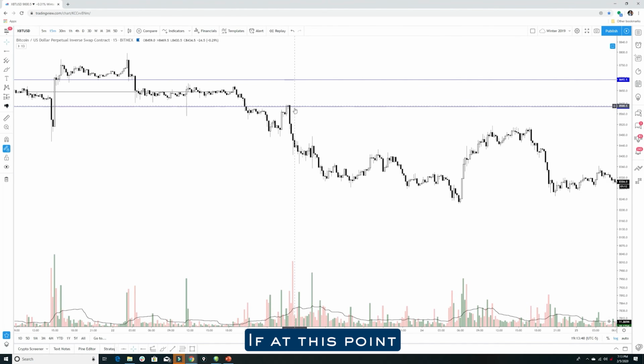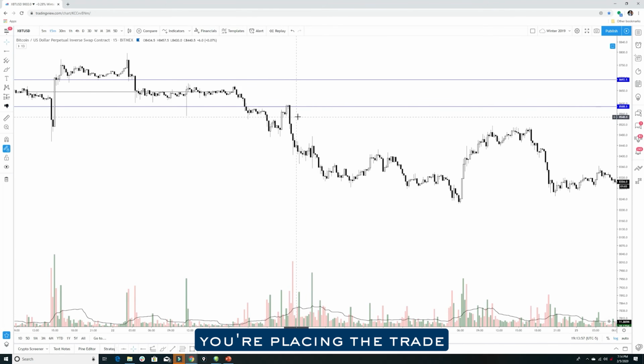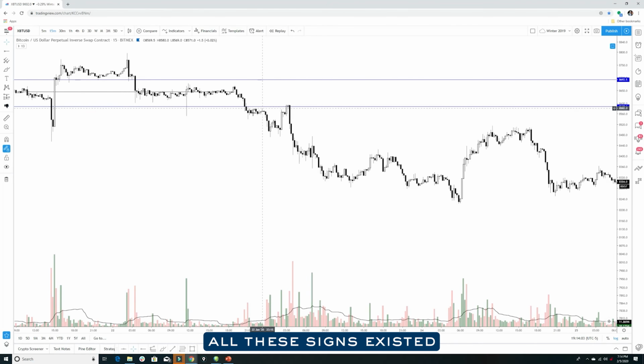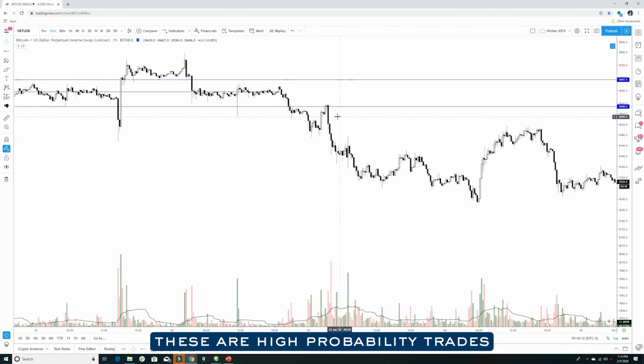This final rejection, at this point, you might wait for this as confirmation to add to your trade, or this might be the first time you're placing the trade because at this point, your first target would have been down at around 82.50. But again, all these signs existed before. You had that expansion in selling volume, really lack of action by buyers. You do expect a throwback. So in this case, these are high probability trades.